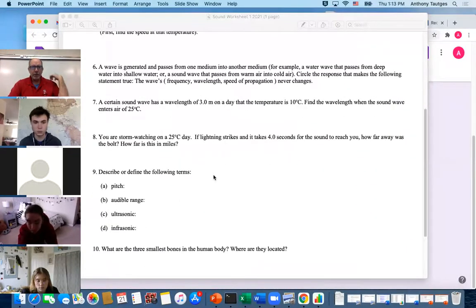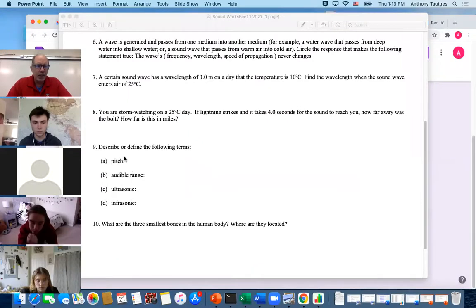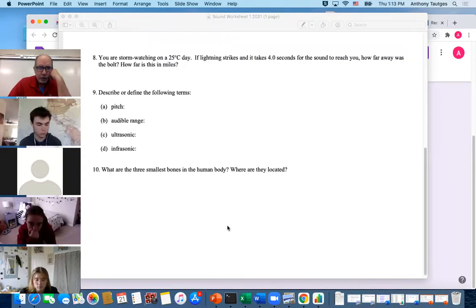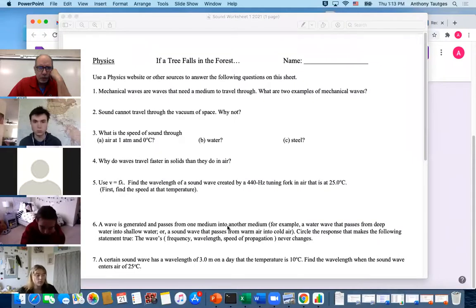All right, describe the following terms. This is just vocabulary. Pitch is related to frequency, audible range, we know, ultrasonic, infrasonic. And then the 3 smallest bones are located in our ears. Colloquially, they're called a hammer, anvil, and stirrup, or malleus, incus, and stapes. I'm honestly never going to ask you that on a test, but maybe you'll remember it anyway. The 3 smallest bones are in your ear. And so that's sound worksheet 1. Questions, comments?